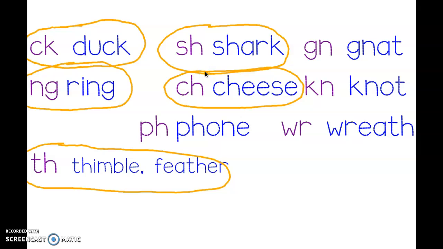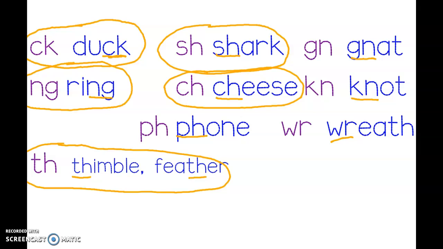How do we code digraphs? Good job, we underline them. If we look at CK, when do we spell the K sound with CK? When it's in the final position after a short vowel.